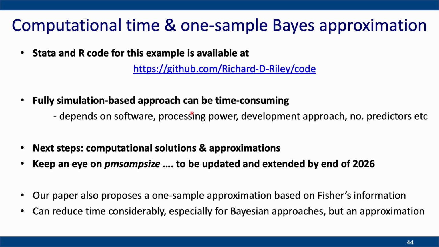The simulation-based approach can be time-consuming. It depends on the software that you're using. For example, R tends to be much faster, and on the processing power of your computer. It also depends on what development approach you're looking at, how many predictors you've got. So we're working on computational solutions and approximations. And like I said, keep an eye out on updates to pmsampsize. In our paper, we also propose a one sample approximation based on Fisher's information. And this can considerably reduce computational time for Bayesian approaches, but I'm not going to talk about that here.